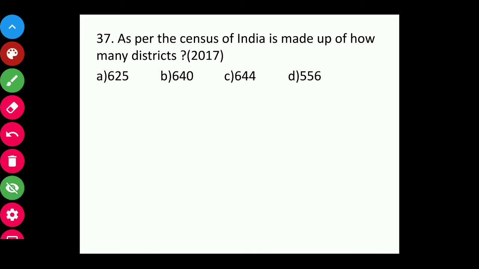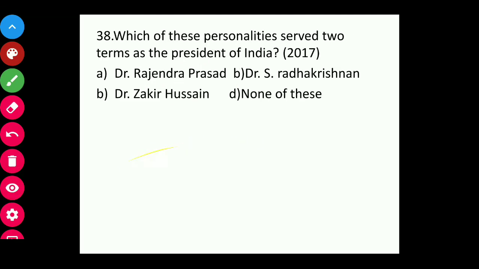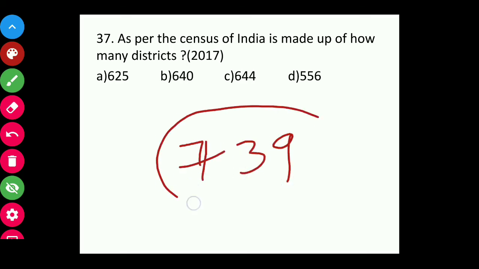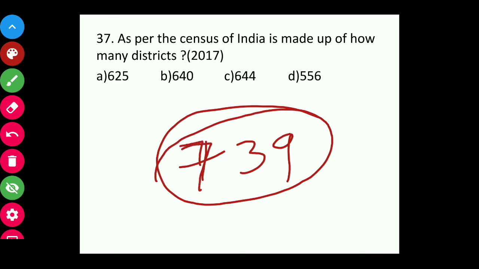As per the census of India, India is made up of how many districts? So the answer is India is made up of 640 districts. But currently, as per 2020 census, there are 739 districts. As per 2020, there are 739 districts in India.